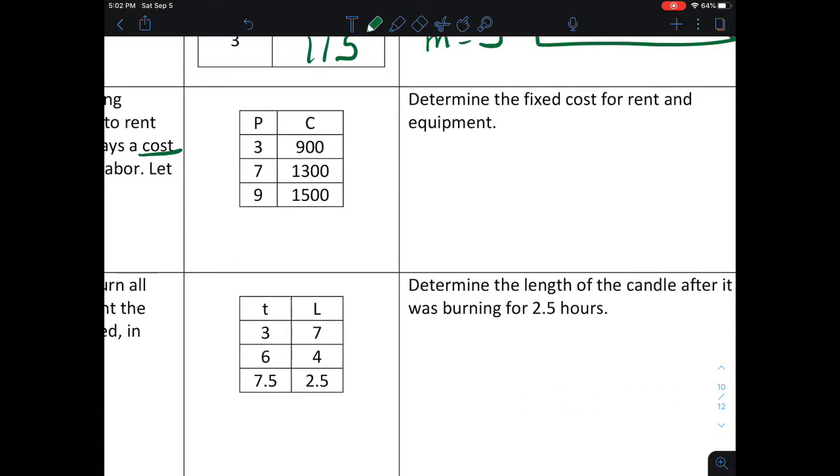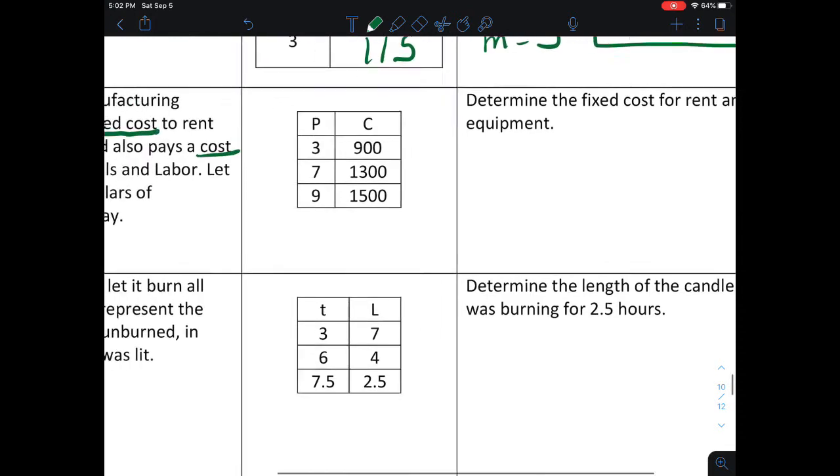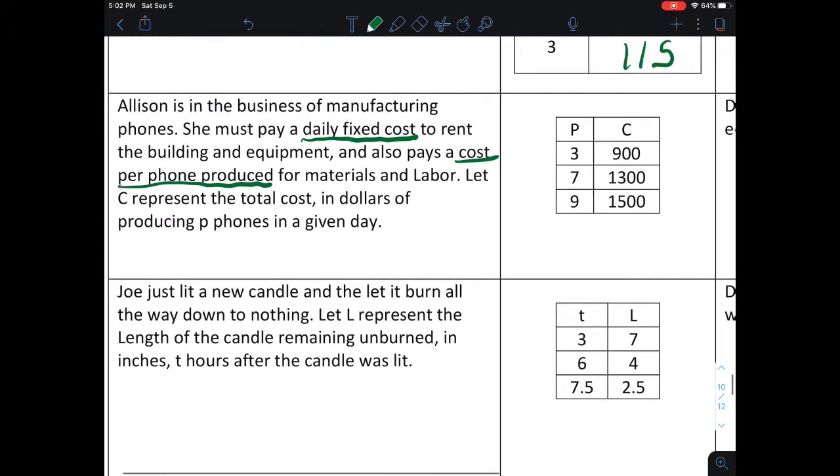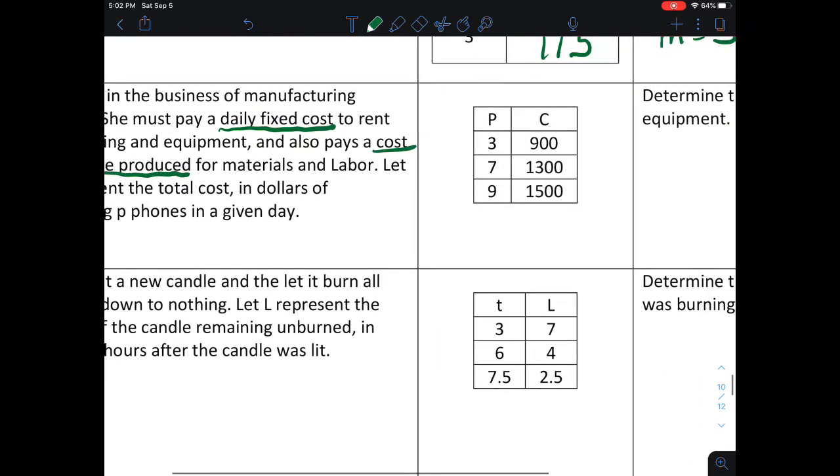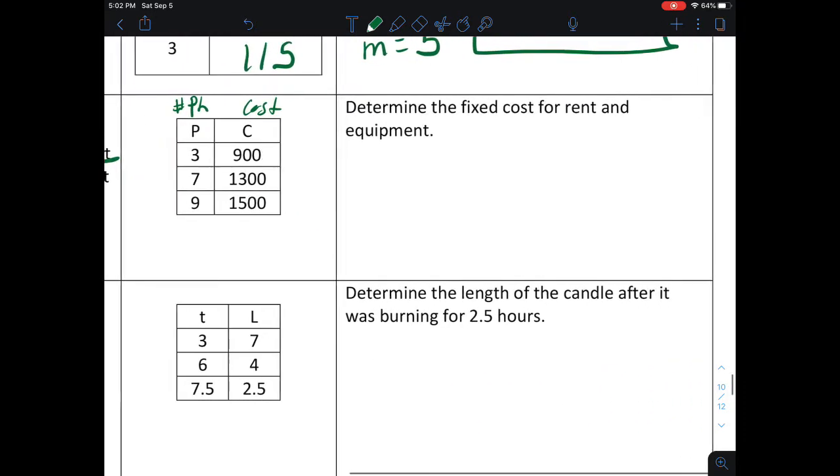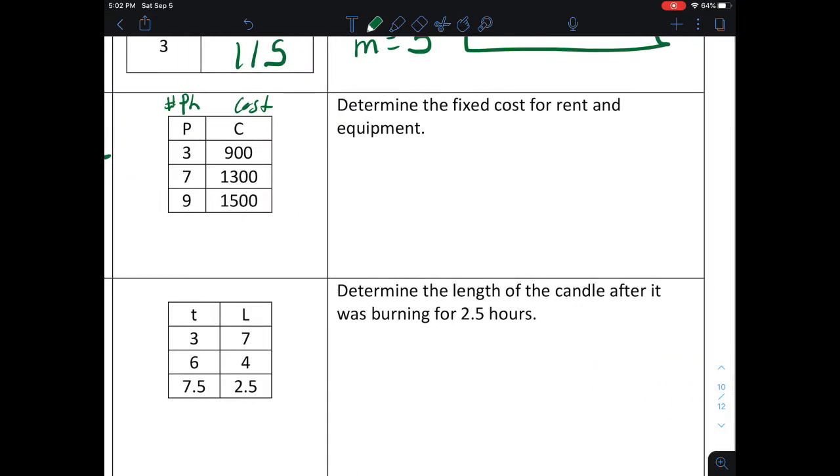Well, we're given this table. We have this table here where we have P, which represents the total number of phones. So P is the number of phones. And C is the cost for the day. And we want to take that table and figure out, well, what was the fixed cost for renting equipment? We have to kind of do a lot of work to do this. We are given data points here.